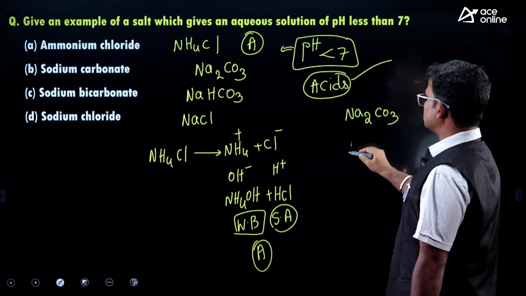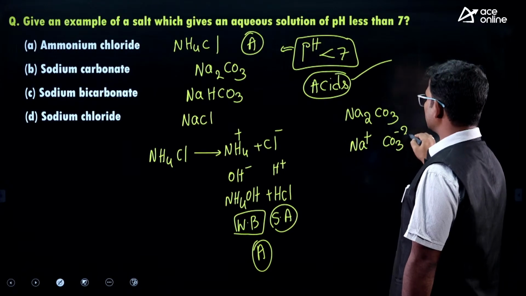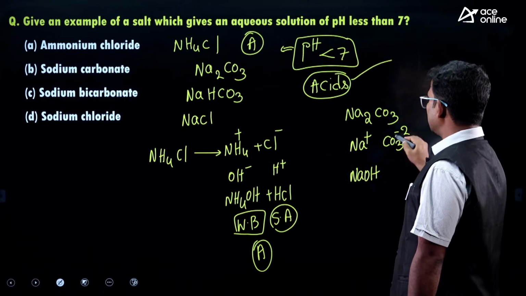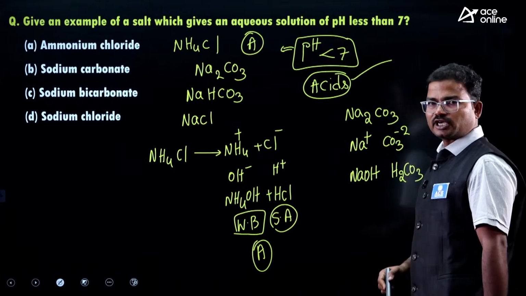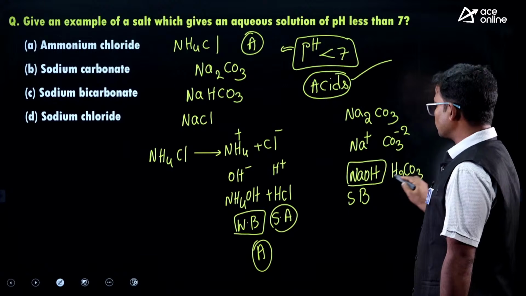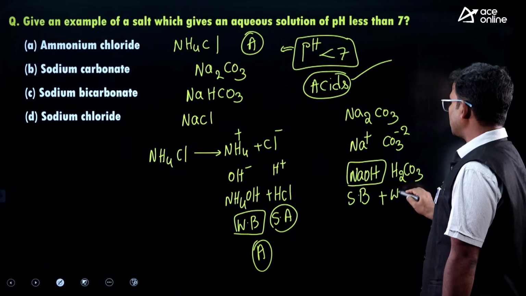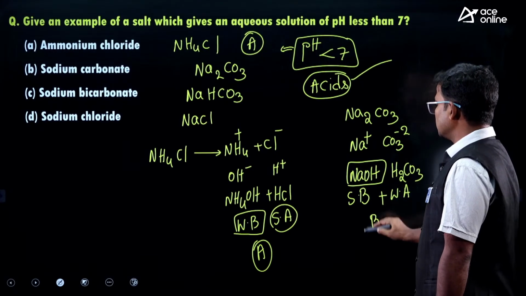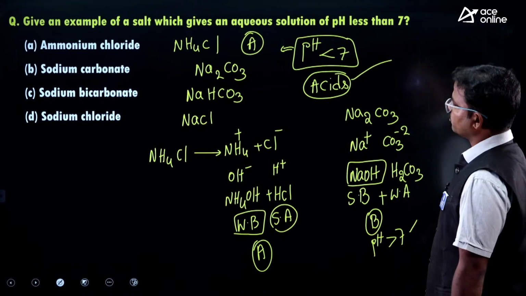Na2CO3. If it is dissociated, then we get Na plus and CO3 minus 2. If you add OH minus, then we get NaOH. If you add H plus ions, here it forms H2CO3, carbonic acid. NaOH is considered a strong base. What about carbonic acid? This is treated as a weak acid. So finally, the resultant salt nature would be mostly basic. Basic means its pH value is greater than 7 only.